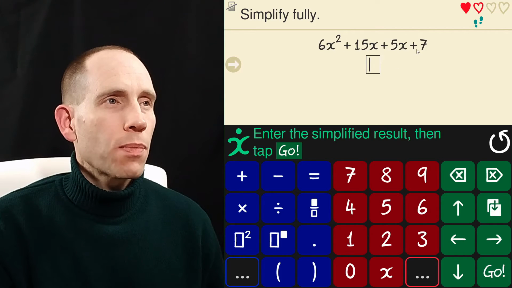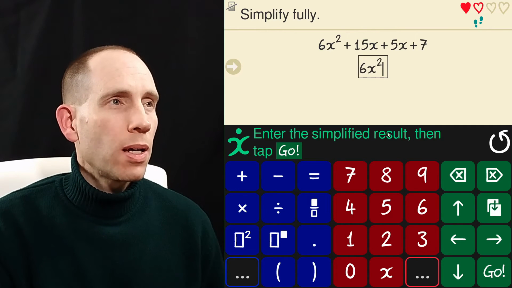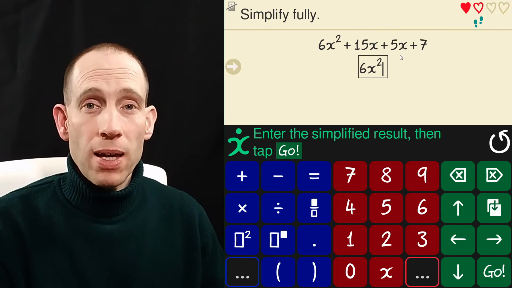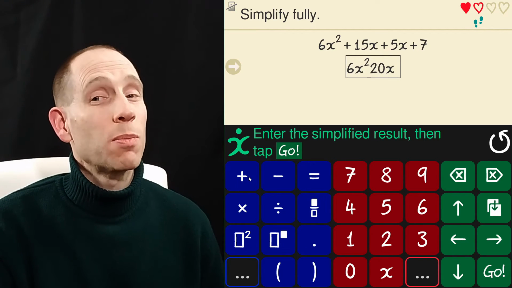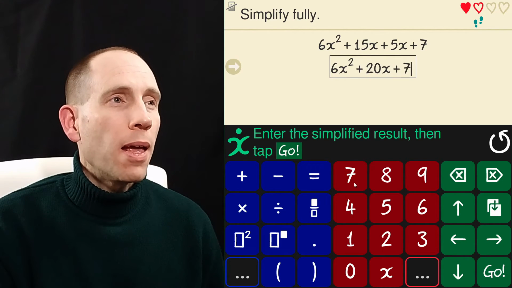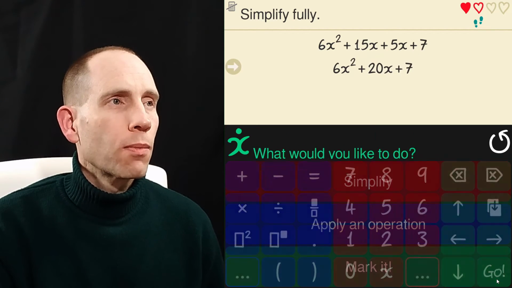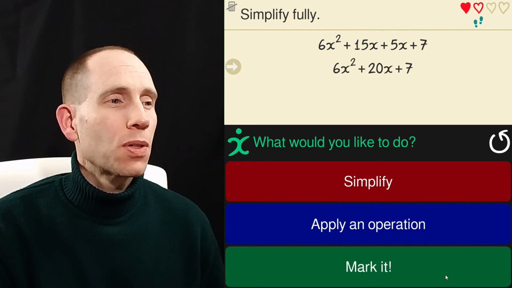So for this one, I think just the 2 middle terms, I can't see anything else that needs simplifying there. So we've got a 6x squared. 15x plus 5x is going to give me 20x's. Oh, I need to make sure I can't put an invisible plus sign there, can I? That's ridiculous. Okay, and then plus 7 at the end. But it does have the invisible plus sign at the beginning on that 6x squared term, of course.